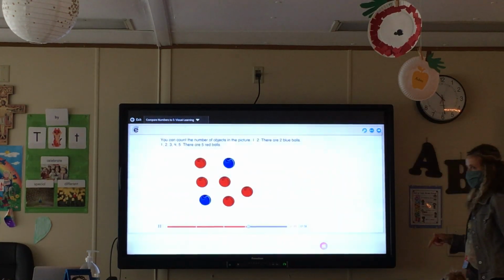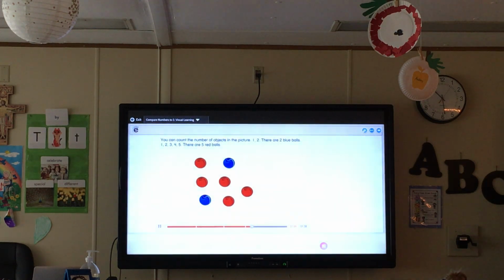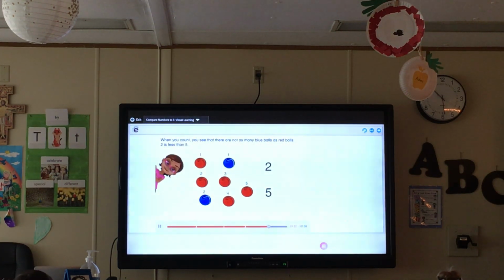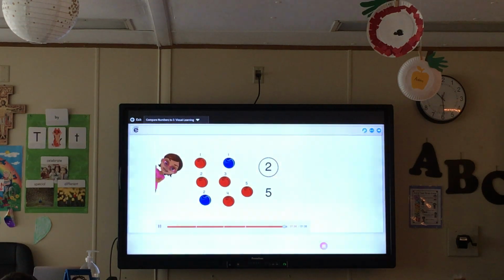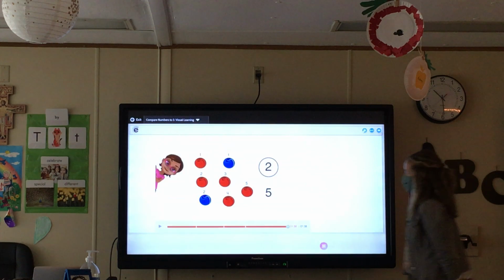Here's the end. You can count the number of objects in the picture. 1, 2. There are 2 blue balls. 1, 2, 3, 4, 5. There are 5 red balls. When you count, you see that there are not as many blue balls as red balls. 2 is less than 5. See that, everyone? Now you know how to show that a number is less than another number. Okay. All right. Good job.